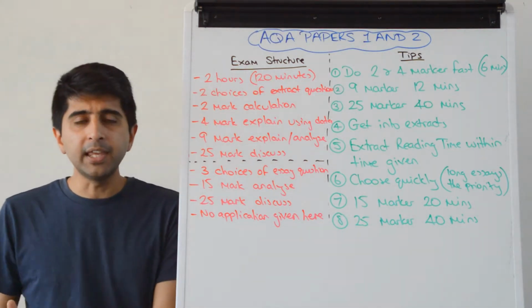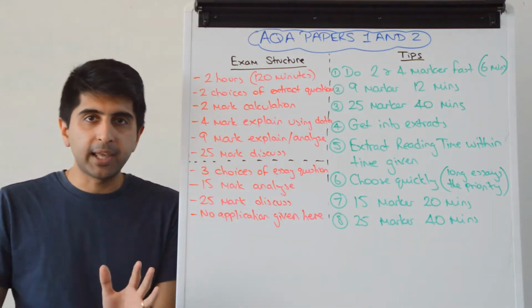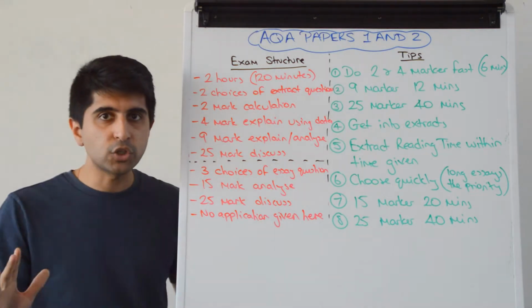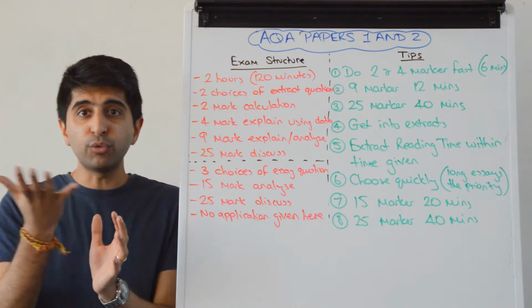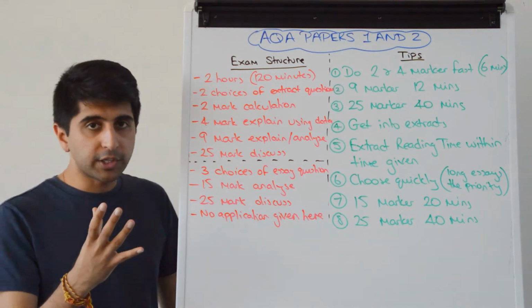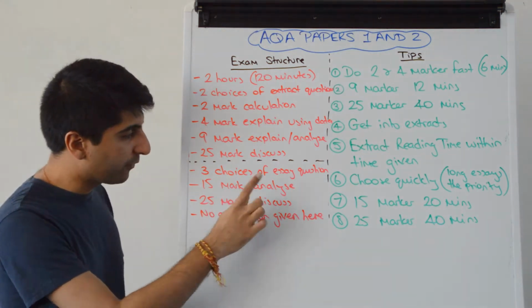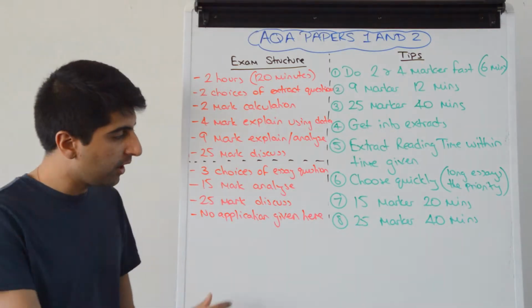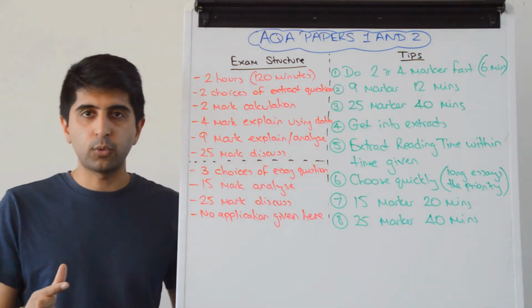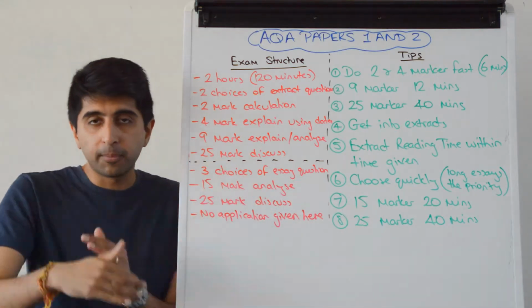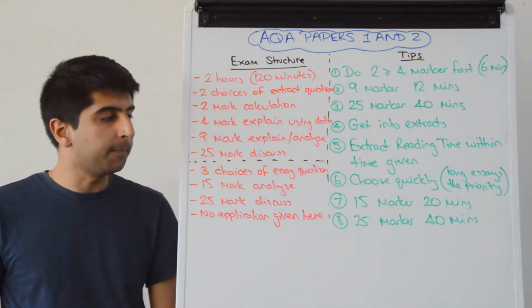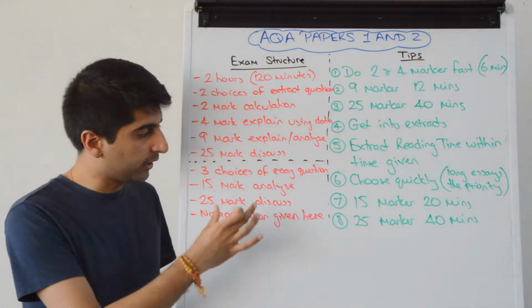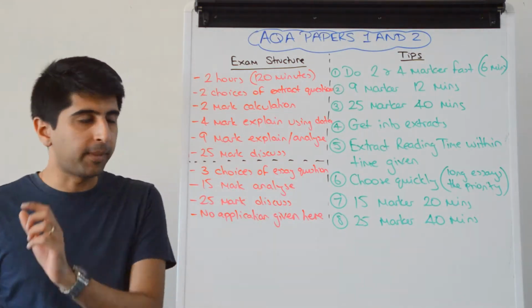In section B, it goes very different. No more application, no more extracts at all. You will just have a choice of 3 essay questions. Each question will be structured the same way. You'll have one 15-mark analyze question and one 25-mark discuss question. Whichever question you pick from the choice of 3, you have to pick one only. There'll be a 15-marker you have to do and a 25-marker you have to do from that question.